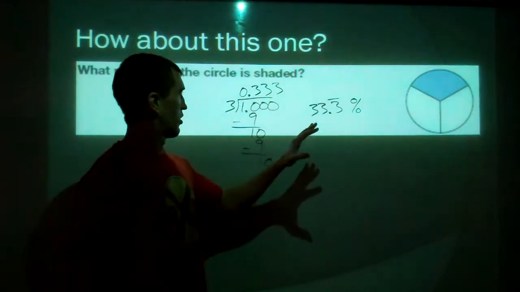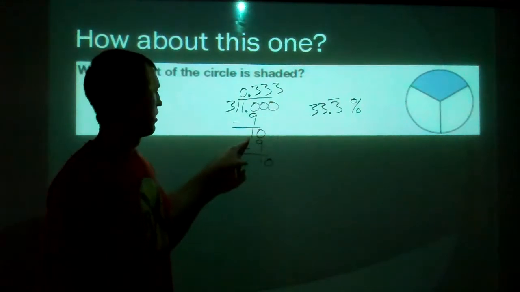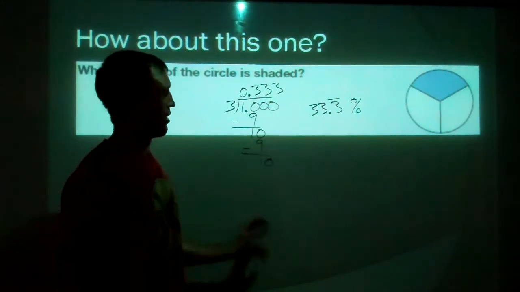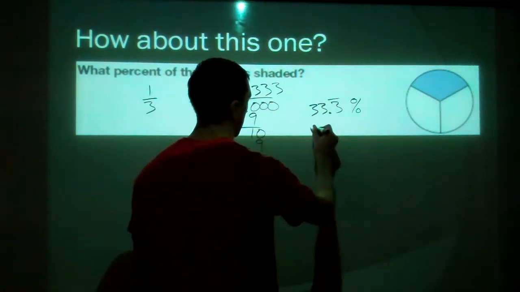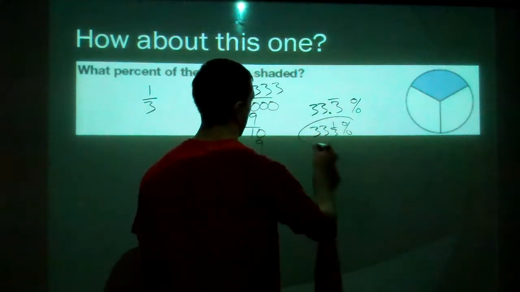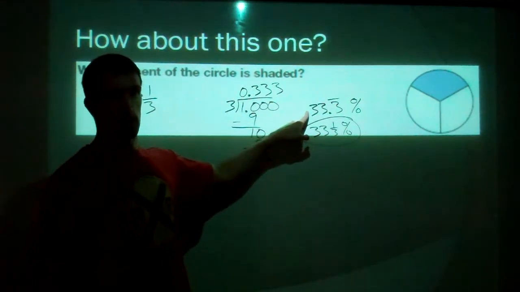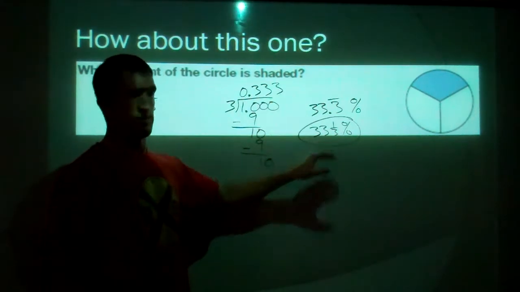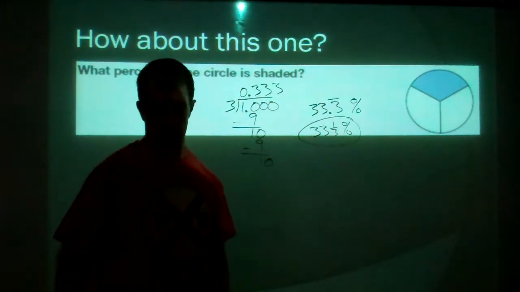But what we can do is we notice we kept getting a remainder of 1 before we dropped our 0 down. So the alternative way to write this, 33 and 1/3%. And this is the more appropriate way to do it. I would accept this, but as a mixed number percent, it's a little more standard.